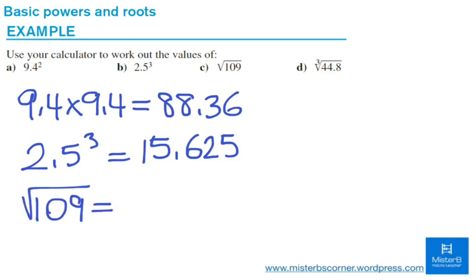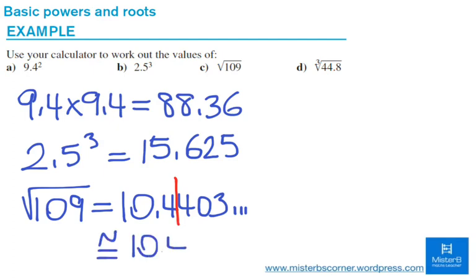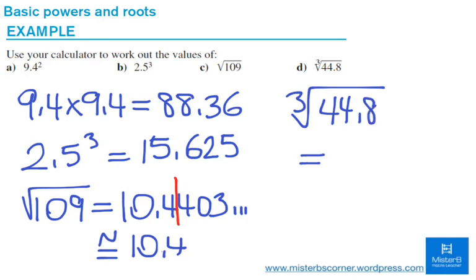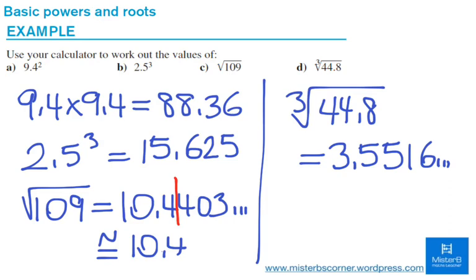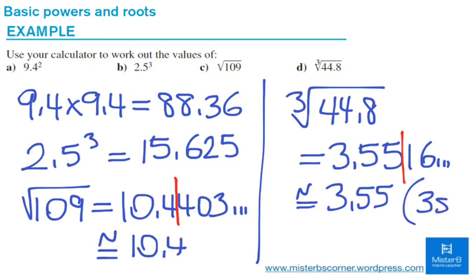Square root of 109 will be a decimal number, so if it is not indicated, I have to round this up to 3 significant figures. So that's going to be 10.4, and the cube root of 44.8 will be 3.5516. Again, I'm going to write it in 3 significant figures, 3.55, indicating that it's 3 significant figures in both cases. So this is what I need to do.